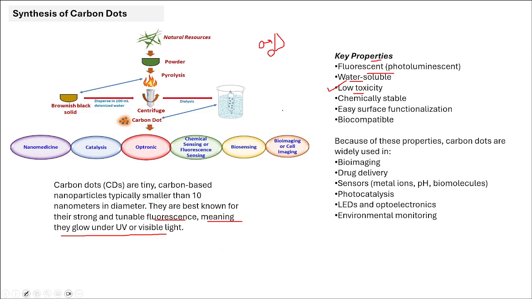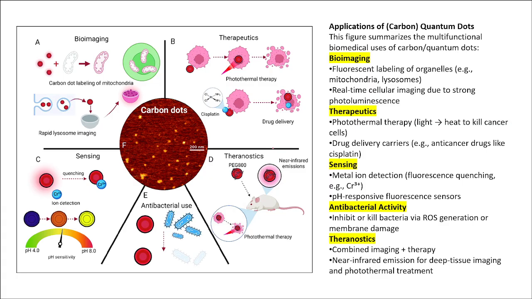Okay. So, because of these properties, carbon dots are widely used in bioimaging, drug delivery, sensors, photocatalysis, LEDs or optoelectronics, and environmental monitoring. These are the basic applications where these carbon dots are used. How these are used, we'll study this.